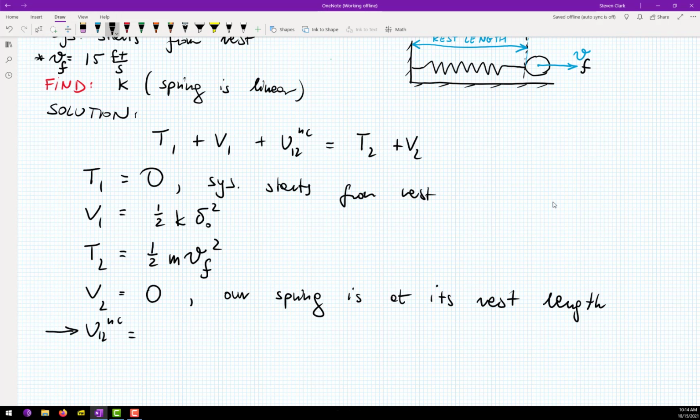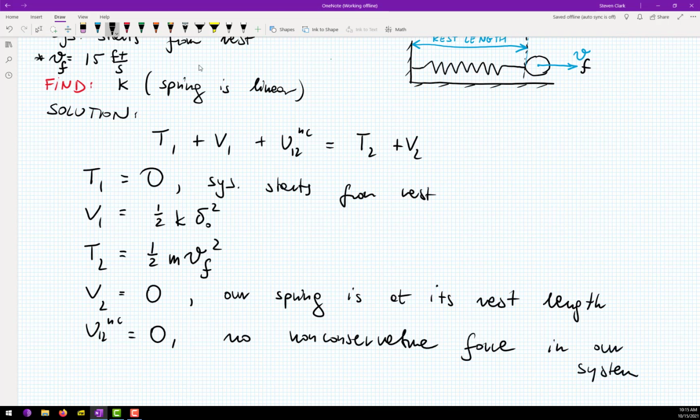U12 non-conservative. Are there any non-conservative forces acting on our body? I see one person shaking his head. Okay, there are no non-conservative forces acting on our body. That's why this is 0. No non-conservative forces in our system. All right, we found those 5 guys.